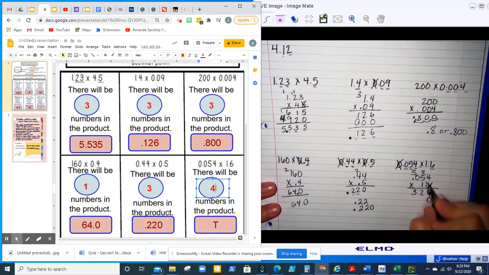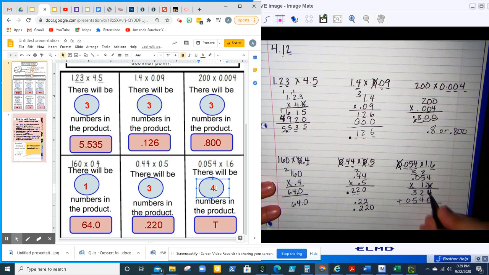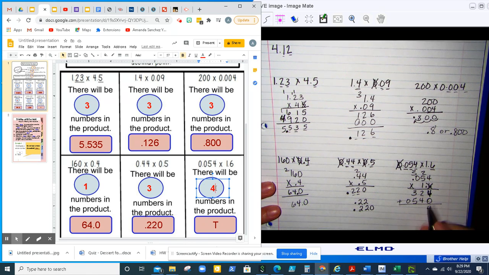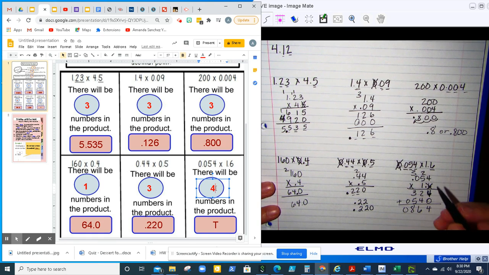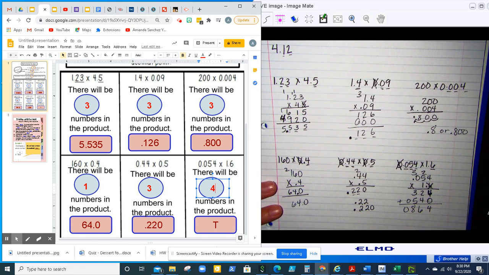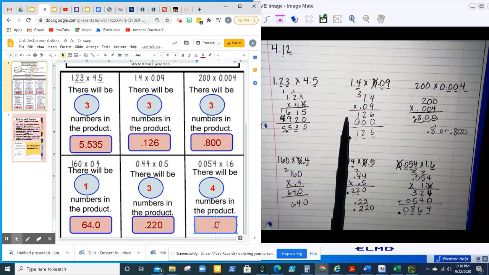Put your 0, because we've already multiplied times that 6. And then 1 times 4, 4, 1 times 5, 5, 1 times 0, 0. And then add. 4 and 0, 4, 2 and 4, 6, 3 and 5 is 8. So how many numbers did we say were going to be behind the decimal? We have 4, because we've got 1, 2, 3, 4. Decimal goes all the way in front. So 0.0864 is the final answer.